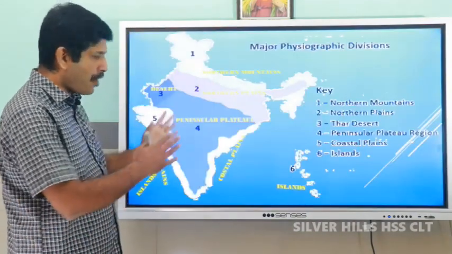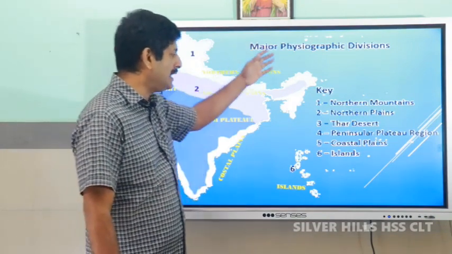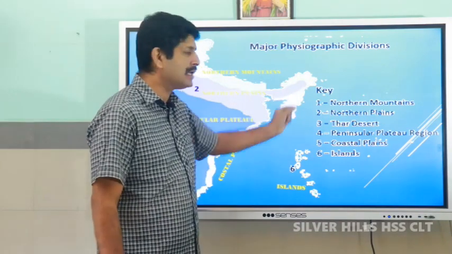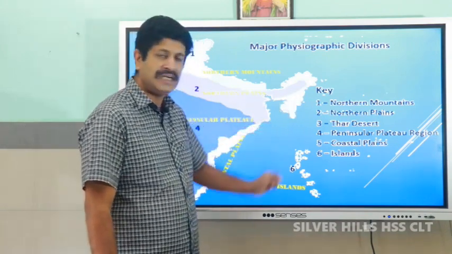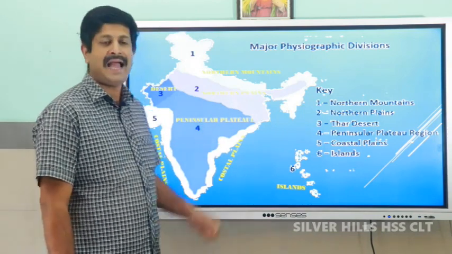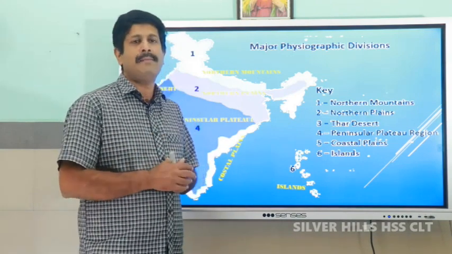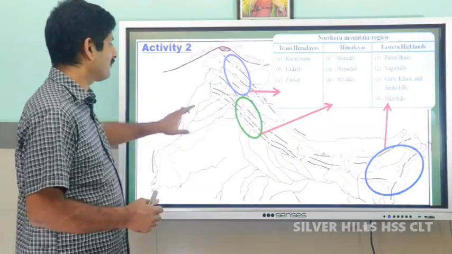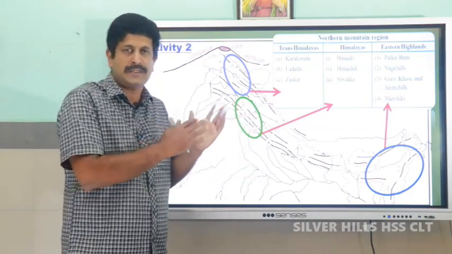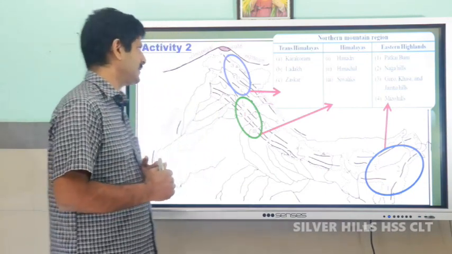Now we will move towards the important points of the map. When we are talking about the Indian physiography, it has been broadly classified into 6: Northern mountains, northern plains, deserts, peninsular plateau, coastal plains and islands. Now we are going to study the locations in detail. First I want to show you the northern mountain ranges.